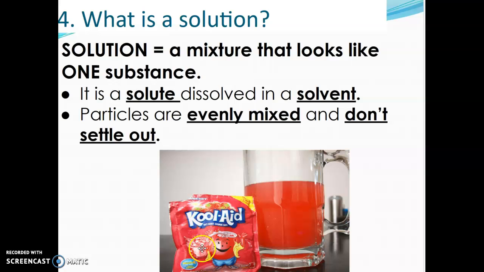In the solution, the particles of the solute are evenly mixed or evenly distributed throughout the solvent, and they don't settle out. So here we see the particles of the Kool-Aid, the particles of the solute, are evenly distributed throughout the water particles. They're not settling out, and they have a uniform or consistent appearance. This is a solution.